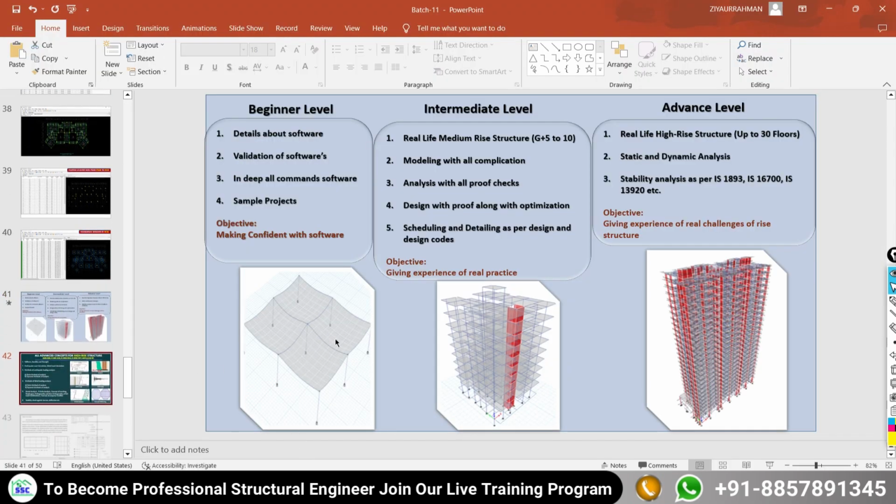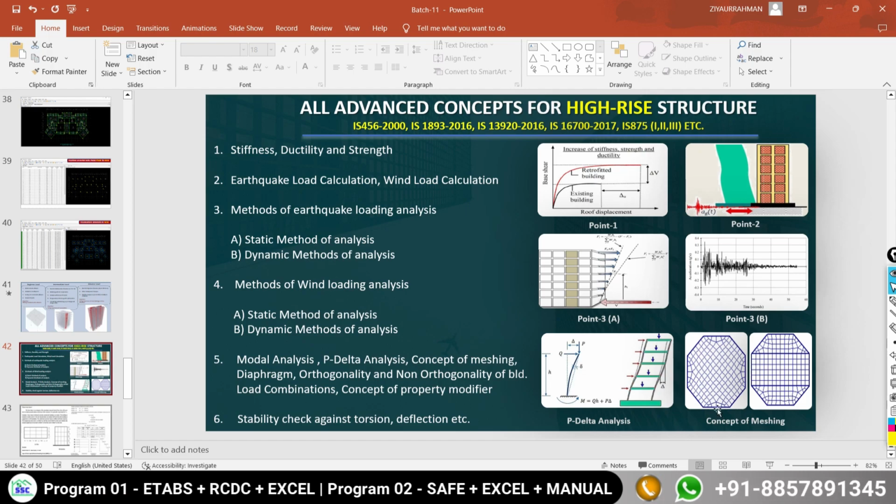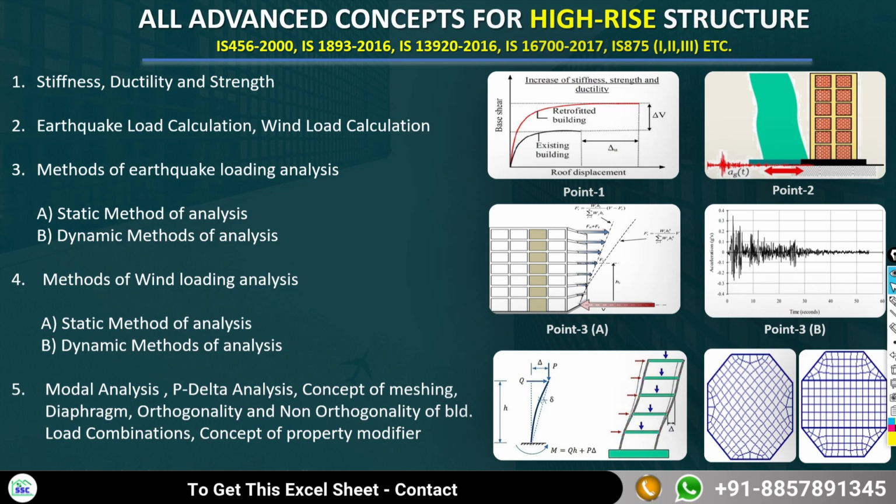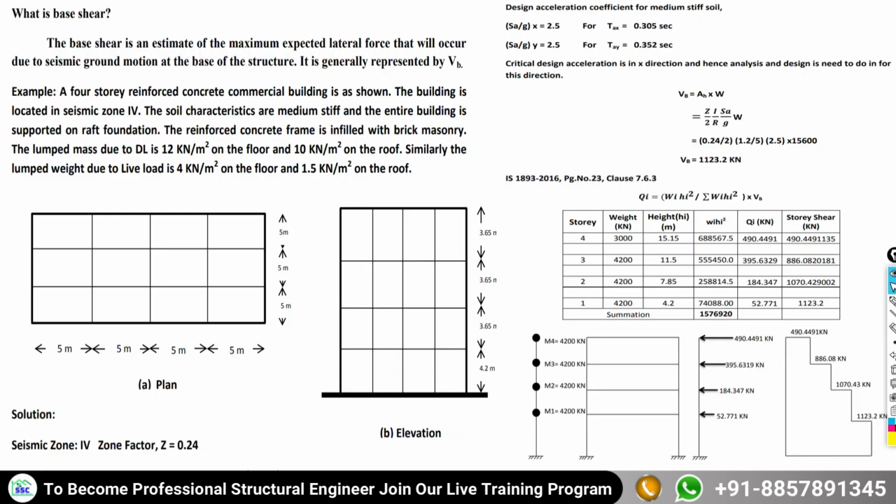Try to understand the concept of stiffness, ductility and strength, and the role of these different parameters. What will happen if your structure has less stiffness, less ductility, less strength, and if it has very high stiffness, very high ductility, very high strength? What does earthquake loading mean? What does base shear mean? What are the lateral forces at different floors, and how do they come? What is the manual approach for calculating the earthquake loading?